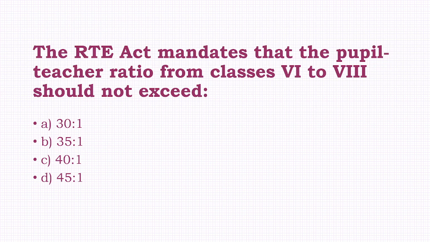The RTE Act mandates that the pupil teacher ratio for classes 6 to 8 should not exceed 30:1, 35:1, 40:1, 45:1. Answer of this question is option B, that is 35:1.